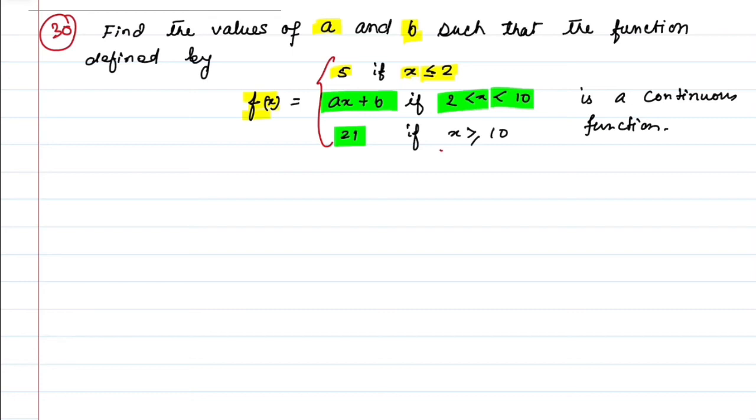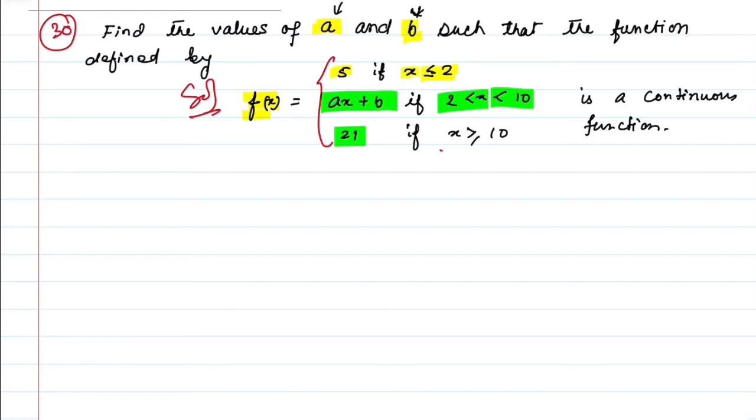So to be continuous, what should be the value of a and b? Those values should be found out here. So let me show you how to solve this one. Let me write the solution right here. Because in the solution we always need to mention the given function here, so instead of writing twice, I have written it here.